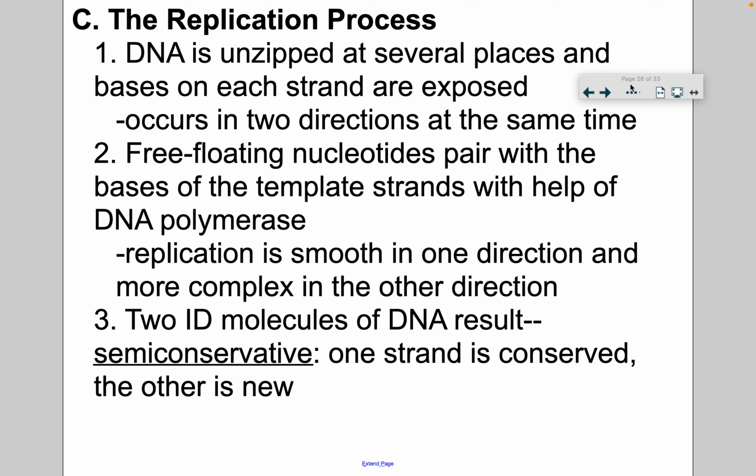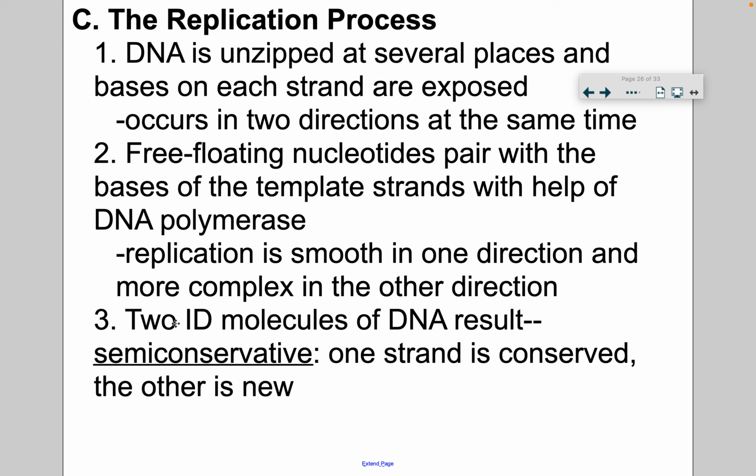Well, how does the replication process work? Three very general steps. DNA is unzipped by DNA helicase at several places, and each strand is exposed. This is where DNA polymerase comes in, reads those templates, and takes the free-floating nucleotides and pairs them complementary. It's very smooth in one direction and a little bit more complex in the other direction. So remember, DNA is anti-parallel. It has directionality. I'll show you a diagram of what I mean by that.